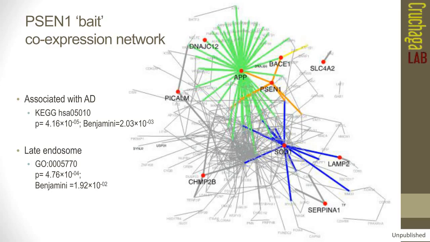Remarkably, we are not only capturing in this network genes associated with early onset AD, autosomal dominant AD, as would be PS1 and APP, but we are also capturing additional genes which are critically associated with late onset AD, which are also highlighted in this chart.